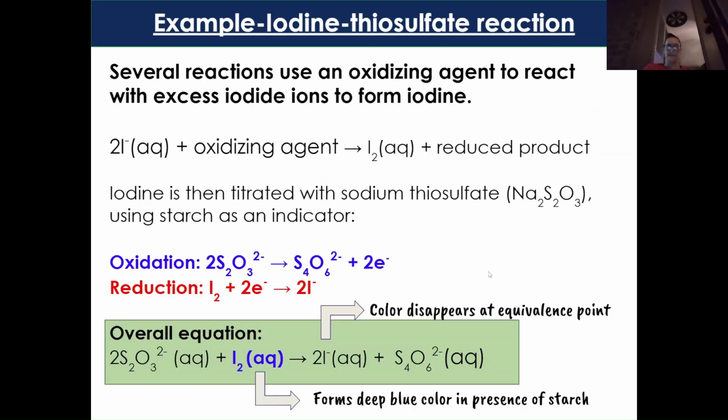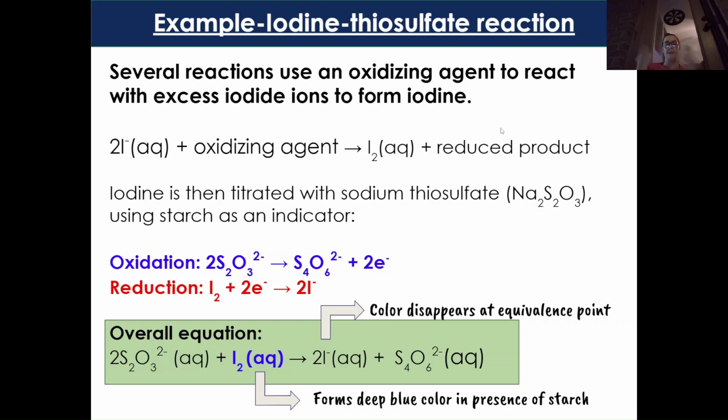Okay, and then our last example, we are going to be using sodium thiosulfate a lot in redox reactions because sodium thiosulfate is a really strong reducing agent. It can oftentimes be used in the reduction of iodine, which I mentioned before, to iodide. So iodide plus an oxidizing agent will make iodine. So this isn't the reaction with sodium thiosulfate.